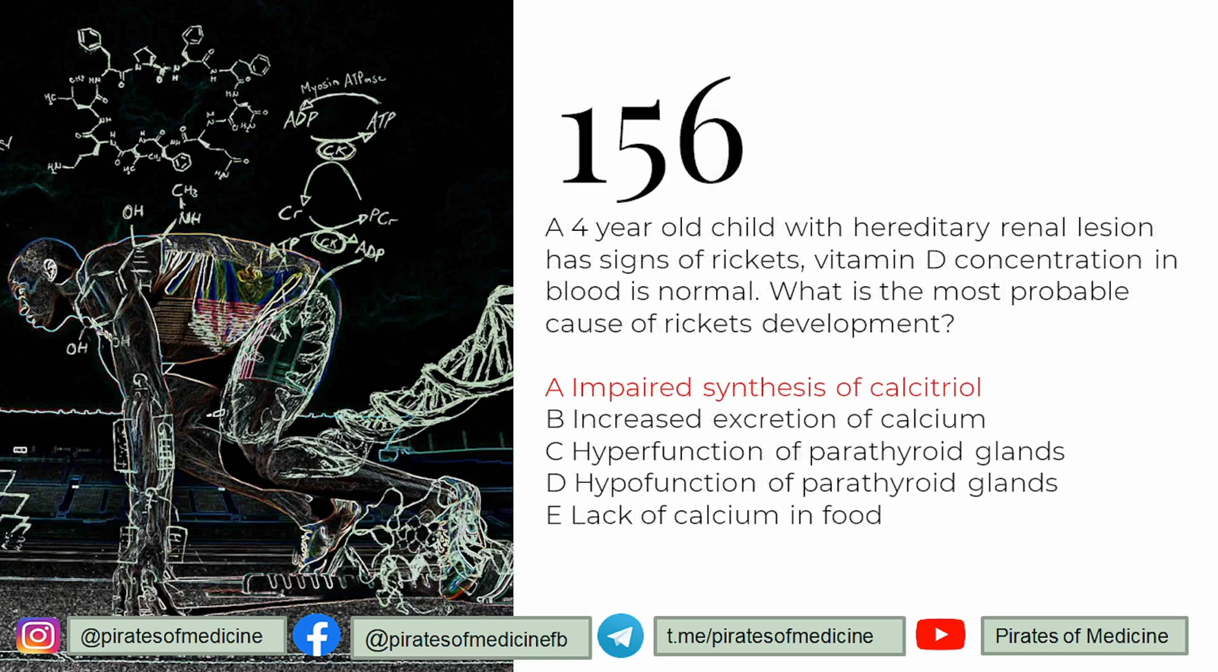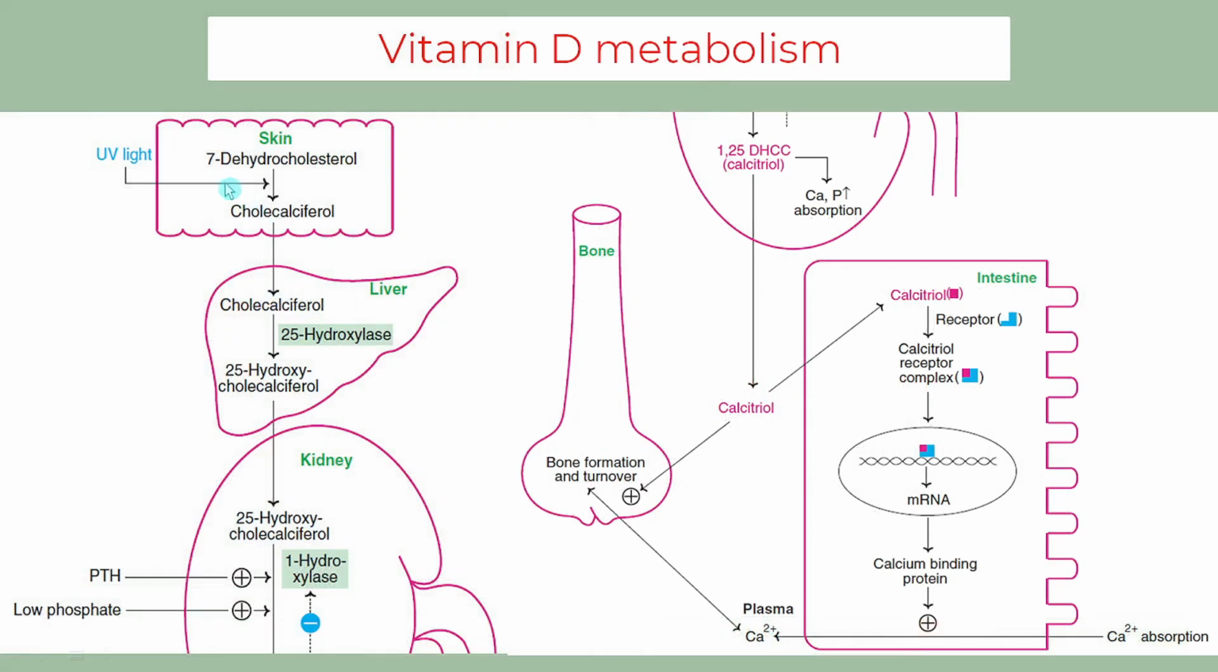156. A 4-year-old child with hereditary renal lesion has signs of rickets. Vitamin D concentration in the blood is normal. What is the most probable cause of rickets development? Now the thing to note here is that the vitamin D concentration is normal. What they mean from this is that vitamin D, the 7-dehydrocholecalciferol, is normal in the body.